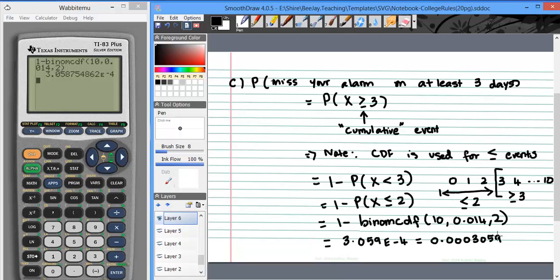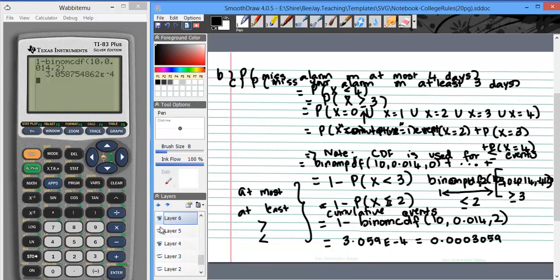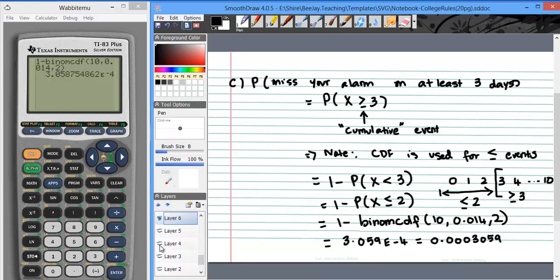So what we have seen is a CDF function. The CDF function is used anytime you have a cumulative event, and the PDF function is used when you have an exact event or you're trying to find an exact probability. So use a PDF for exact probabilities and a CDF for cumulative probabilities, and both of them can be done for a binomial problem using a TI calculator.